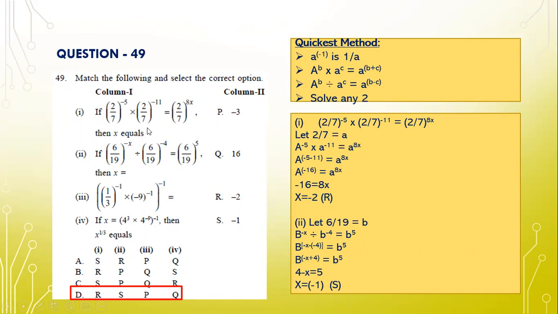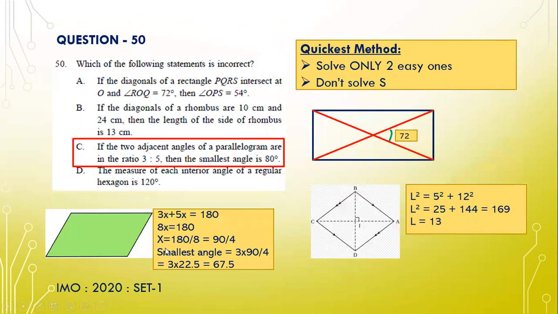So for the first one it is minus 2 and the second one is minus 1. So for 1 it is r and for 2 it is s. That's it. No need to solve anything else.